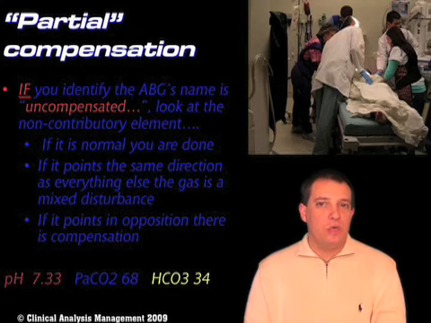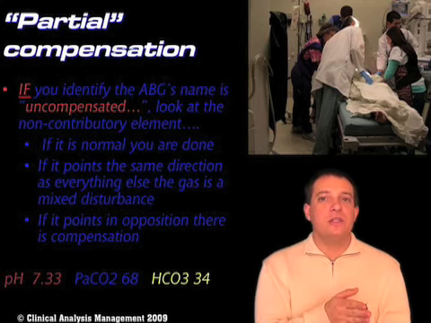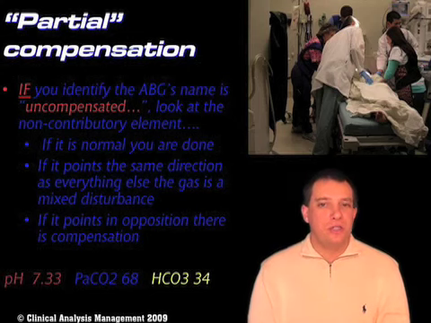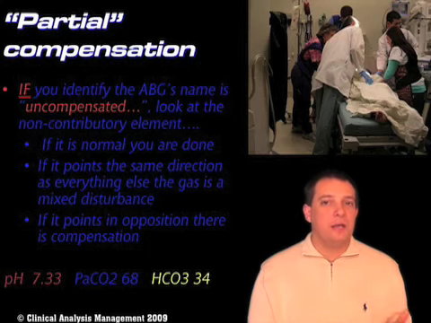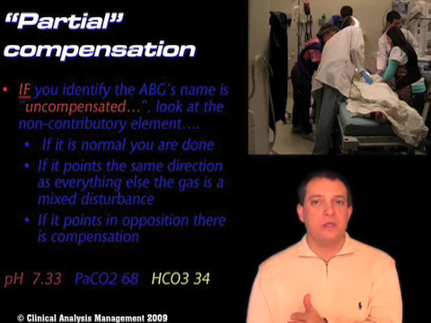The next thing that we do, step 3, is we ask ourselves which of those two numbers matches. So we look at the CO2. Is it acidotic, alkalotic, or normal? Well, we know that a CO2 of 68 is acidotic. We know that a bicarb of 34 is alkalotic. So which one matches? The CO2. So we know that this blood gas is an uncompensated respiratory acidosis.